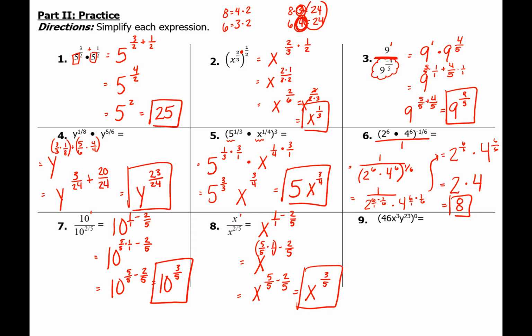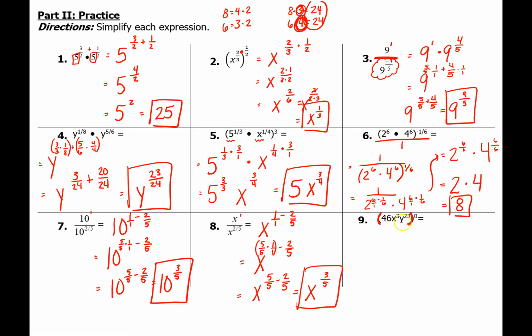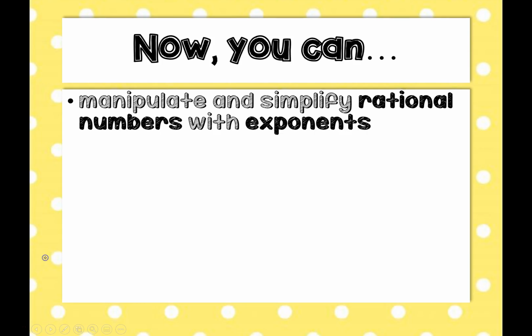All right, now this last one, number 9, looks like a mess, but it's actually the easiest problem on the page. This quantity, the 46 times x to the third times y to the 23rd, is all raised to the 0 power. Recall from those rules that you have up at the top of the page, any quantity raised to the 0 power is just equal to 1. So this entire quantity, when I raise it to 0, is 1. And I'm done.